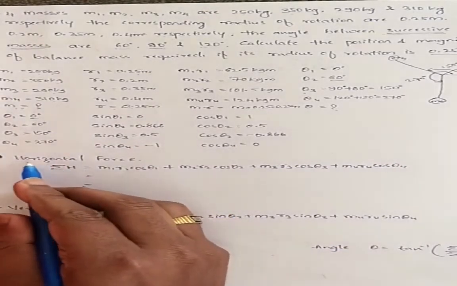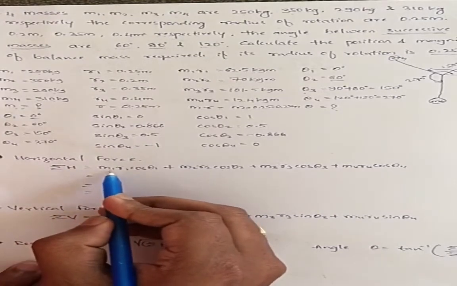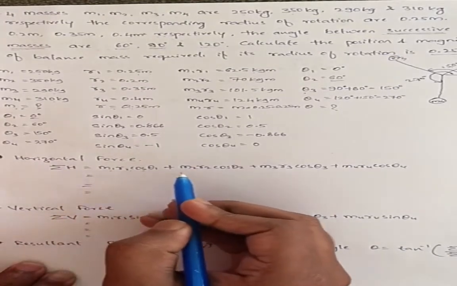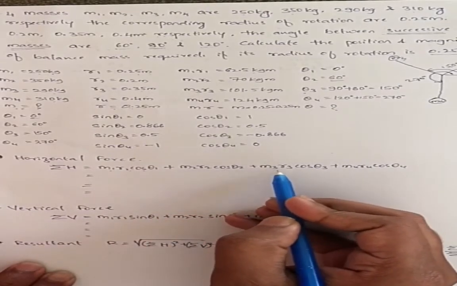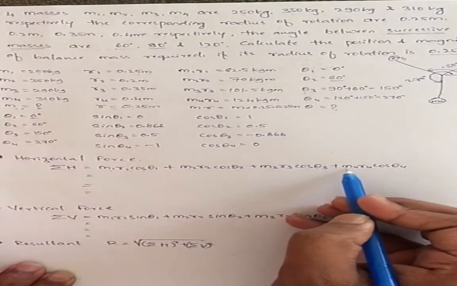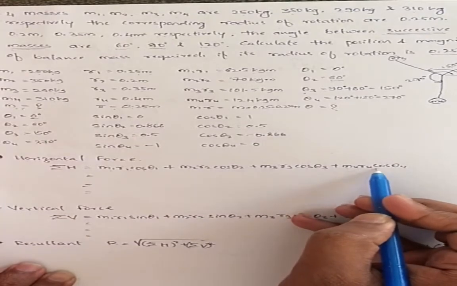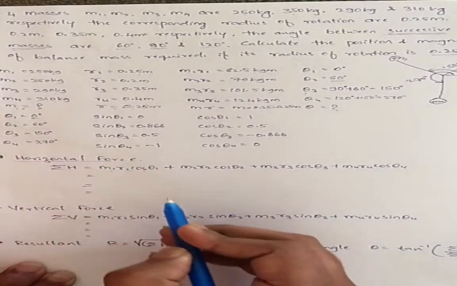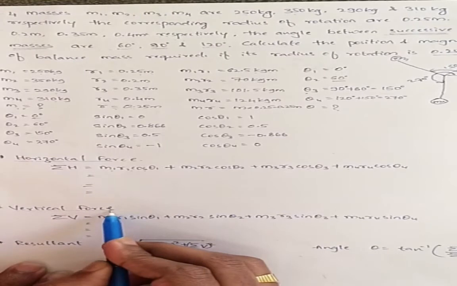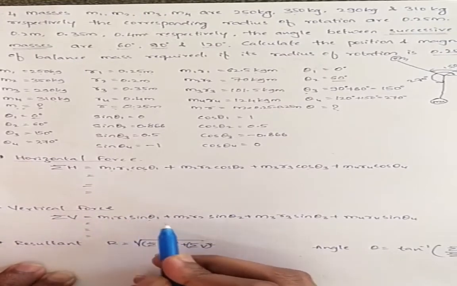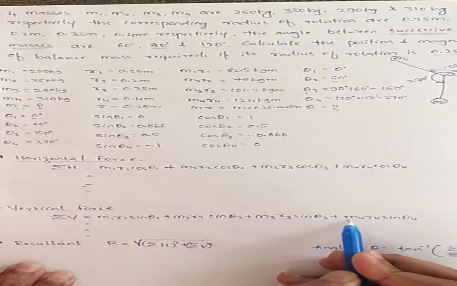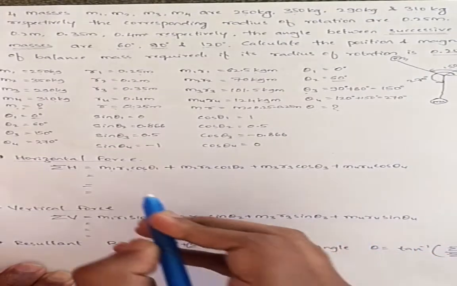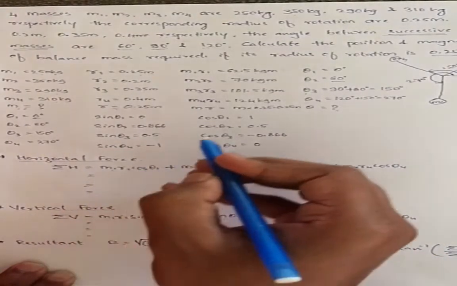See, for horizontal force, what is the formula? M1 R1 cos theta 1, plus M2 R2 cos theta 2, plus M3 R3 cos theta 3, plus M4 R4 cos theta 4 for horizontal force. For vertical force, it is M1 R1 sin theta 1, M2 R2 sin theta 2, M3 R3 sin theta 3 and M4 R4 sin theta 4. Now you know the value of M1 R1.